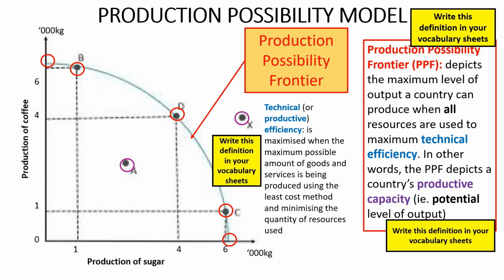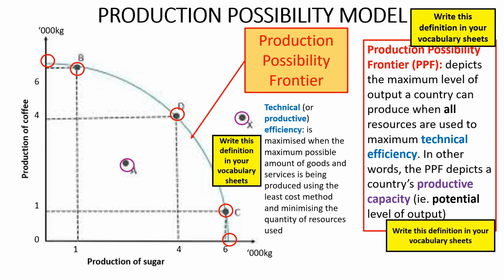So, each output combination that is located on the production possibility frontier is an output combination that is produced when the country's resources are being used with maximum technical or productive efficiency. For instance, when the country is producing 1,000 kilograms of sugar and 6,000 kilograms of coffee, that is, when the country is producing at point B, it is using all its resources, land, natural resources, capital resources, labor resources, and entrepreneurial resources to their maximum technical or productive efficiency.